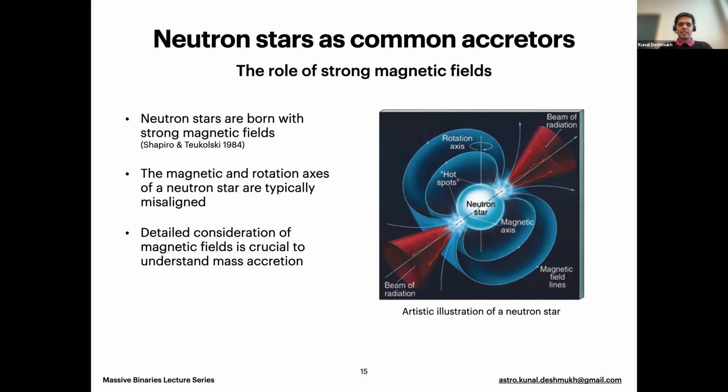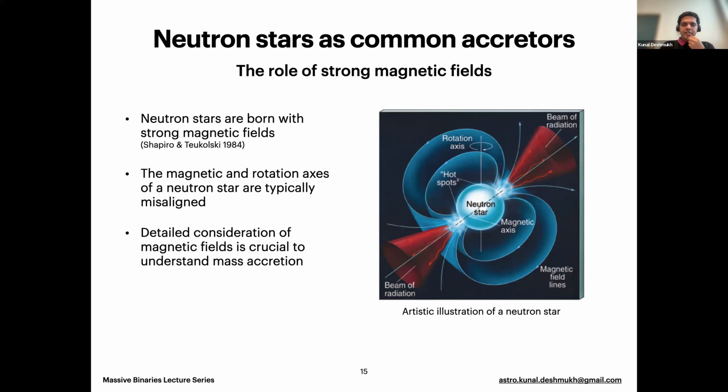One thing I'll quickly note here is the fact that the rotation axis of the neutron star and the magnetic axis don't have to be aligned, and in most cases they are not aligned. At least the ones we see. This could be an observational bias, because the ones we see are also the ones that are not aligned, because to see the pulses, we need them to not be aligned. But this adds another layer of complexity to the accretion problem.